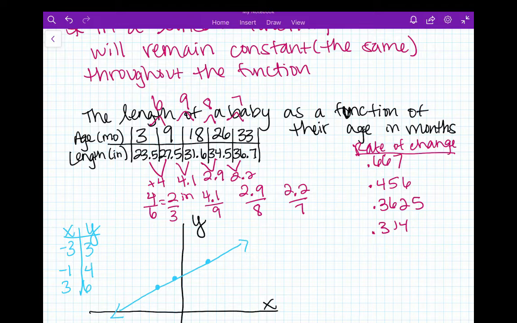The baby grew the fastest between 3 and 9 months because that number is our greatest value. And the baby grew the slowest from 26 to 33 months because that number is our smallest value. The rate of change represents the speed the baby is growing because, again, it's length in inches per month that they're growing.